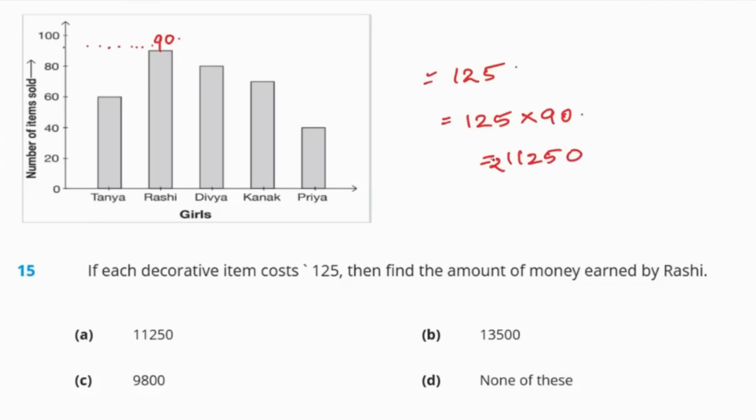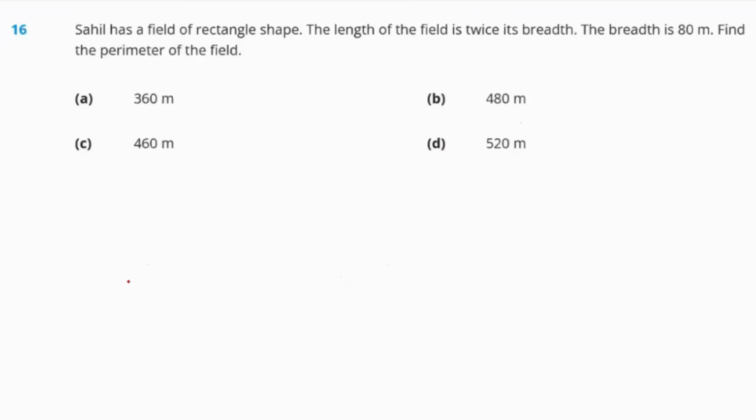So 125 into 90, we will get 11250 rupees. This is the amount of money earned by Rashi by selling decorative items, 11250. So the correct option is option A. Next, 16th question.